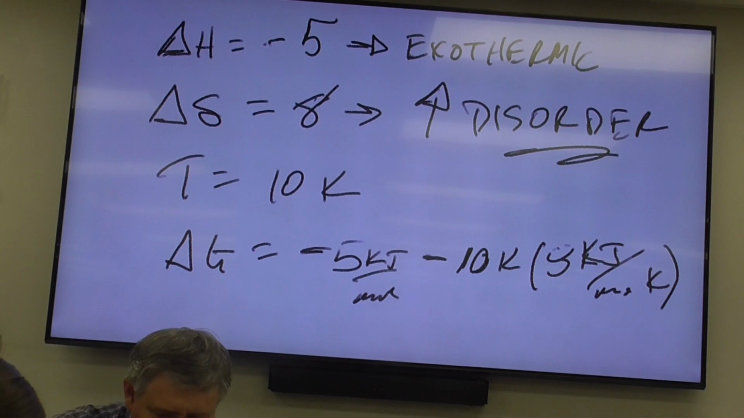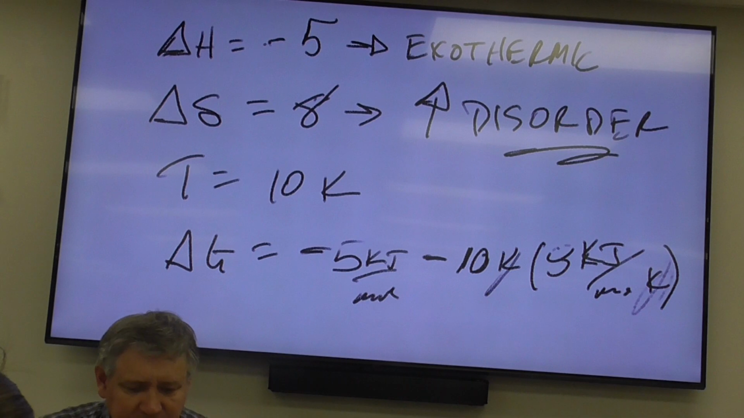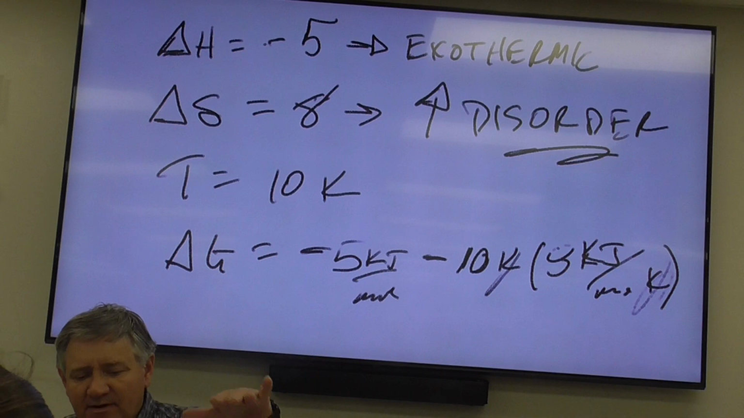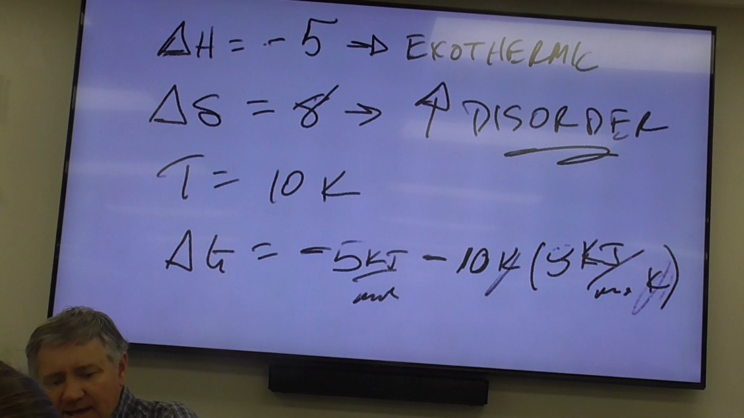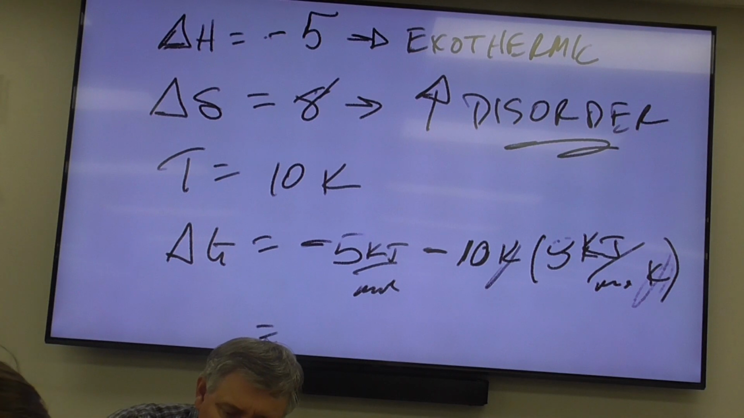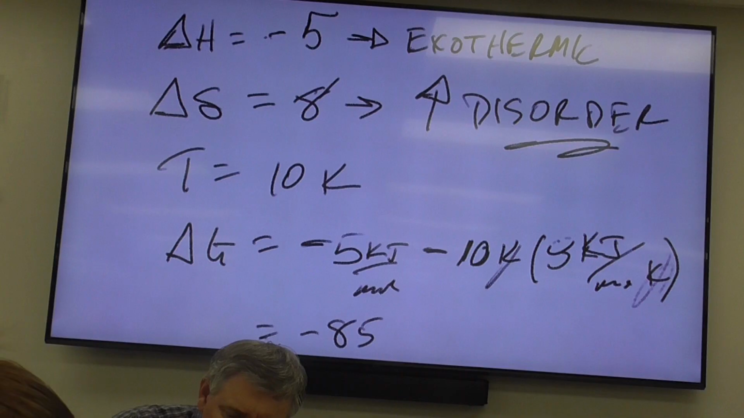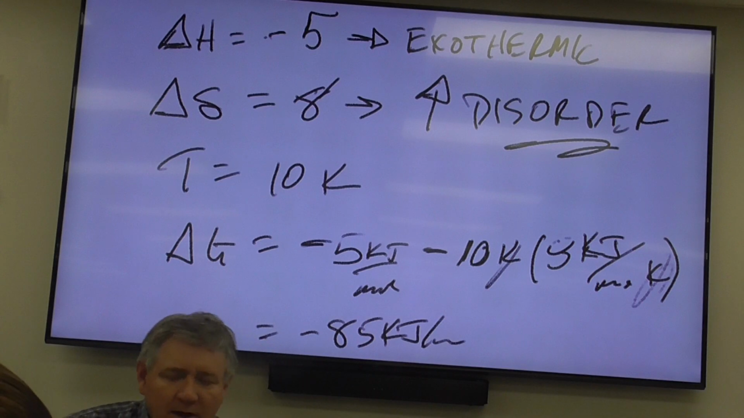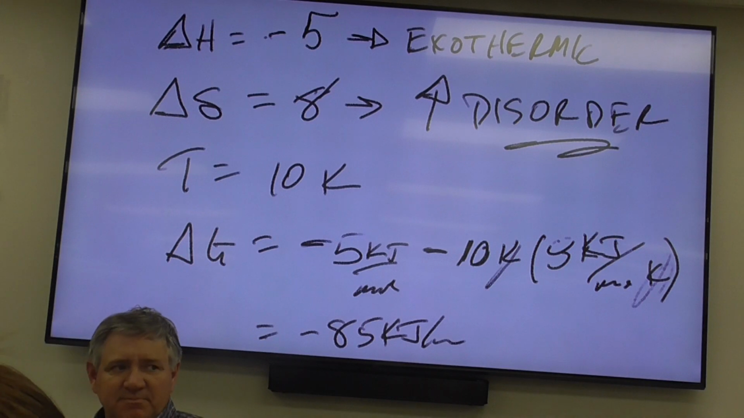So everything's going to be in kilojoules per mole. So the kelvins are going to cancel out. So I'm going to have negative 5 minus 80. So what am I going to get? Negative 85, right? Kilojoules per mole. Is this reaction going to be spontaneous?